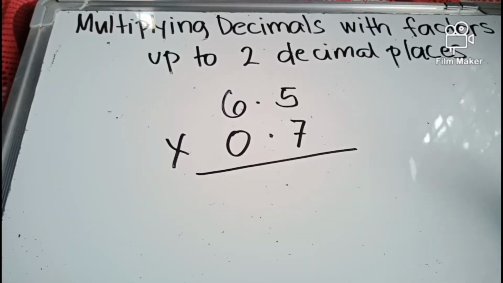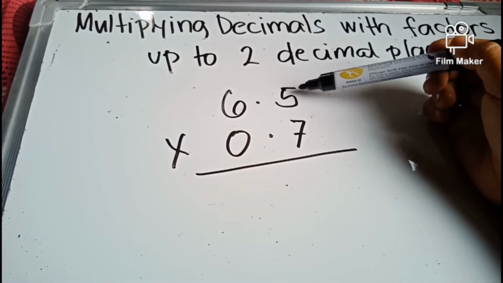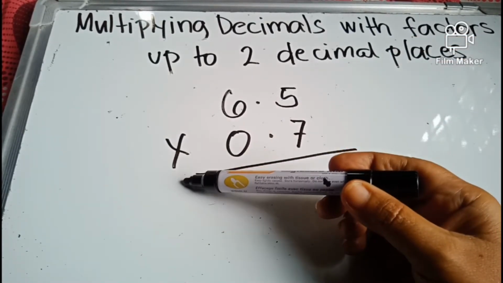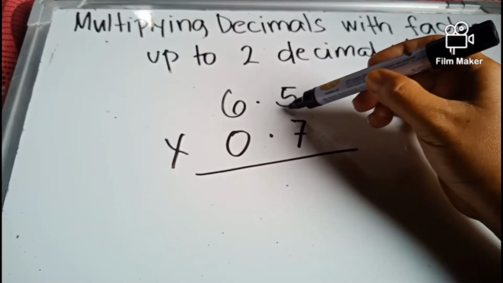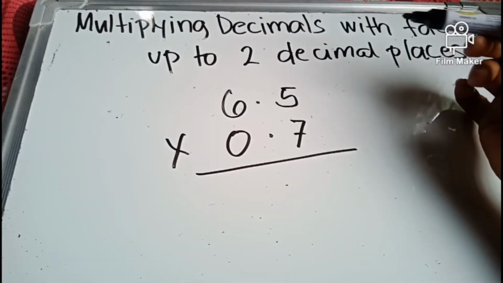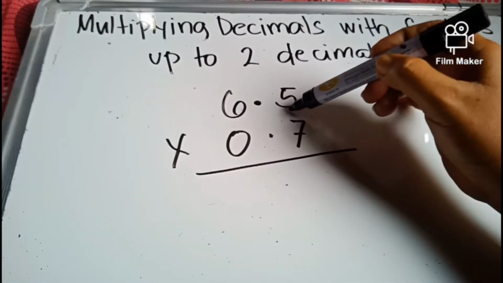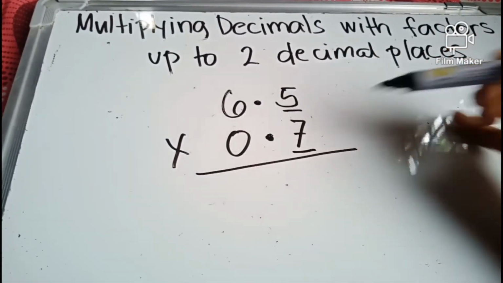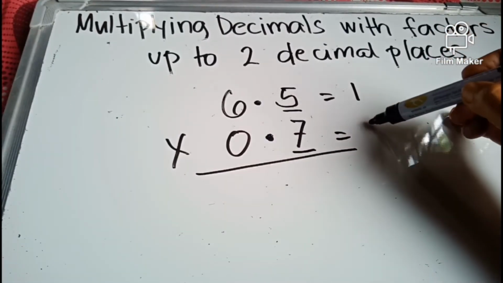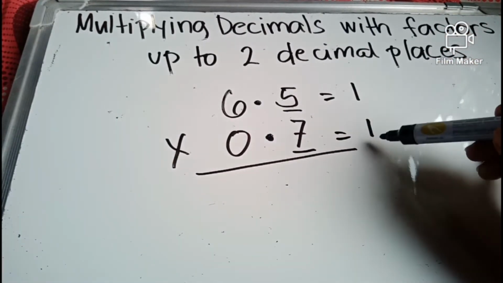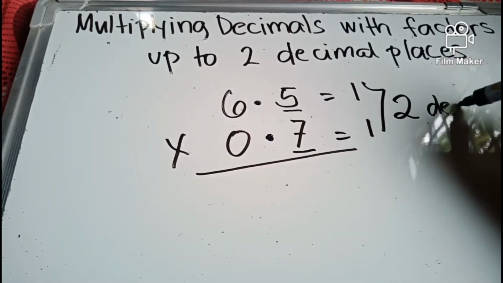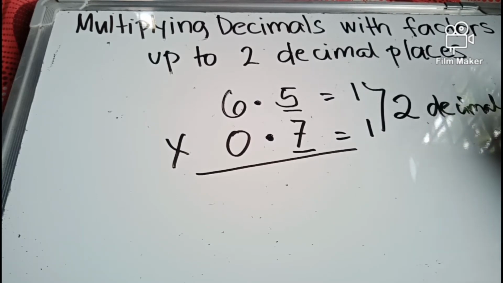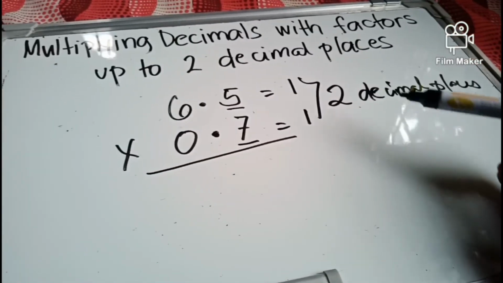Okay, another example, we have here 6.5 multiplied by 0.7. So, as I have said, we will count the number of decimal places sa ating factors. So, from the decimal point, we have 1, and 1. Dito, mayroong 1 decimal place. And then, i-add natin. Ilan lahat ang decimal place? We have 2 decimal places sa ating factors. And then, we will proceed on multiplying.